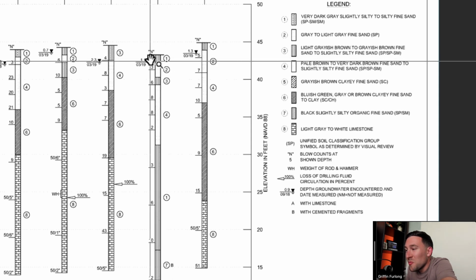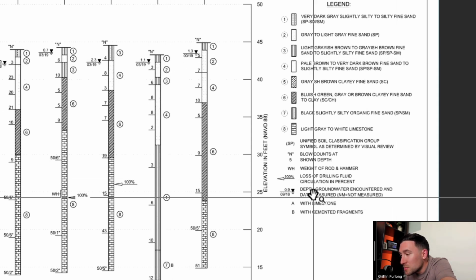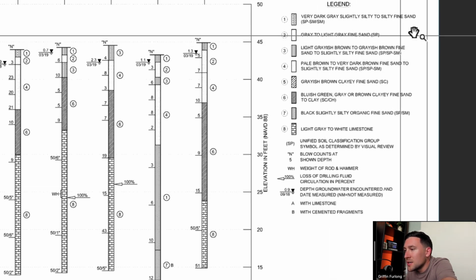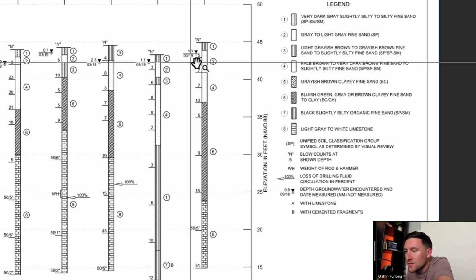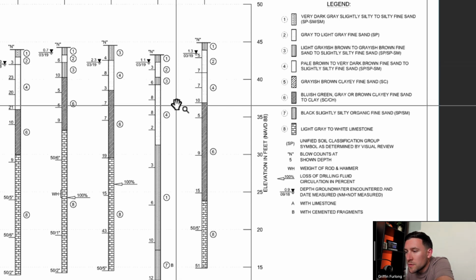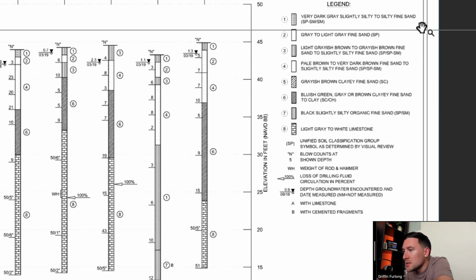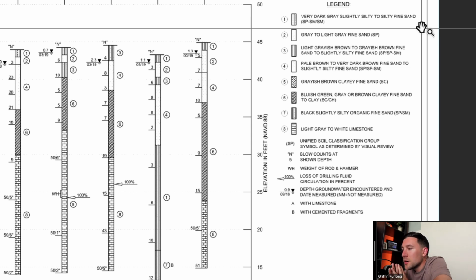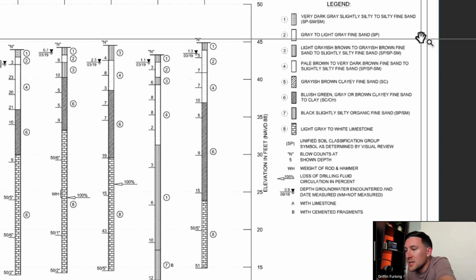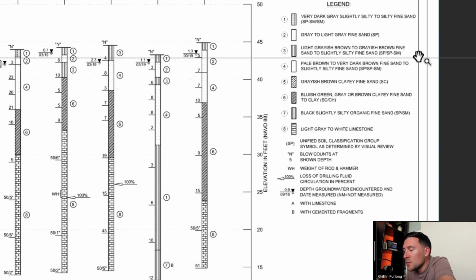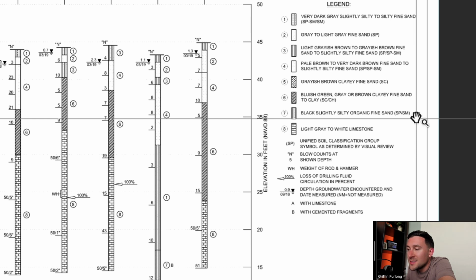It looks like that groundwater table is pretty high. So let's confirm that that's the groundwater table. But yep, that's groundwater. It looks like we got a legend. Let's work this out together. It looks like we have soil 1, 2, 3, 4, and then we got some 7B. So what is 1? Very dark gray, slightly silty to silty fine sand, SP-SM. What else do we got? Looks like we have some sands, SP. We got some sands, SP, SP-SM. Okay, silty organic fine sand.